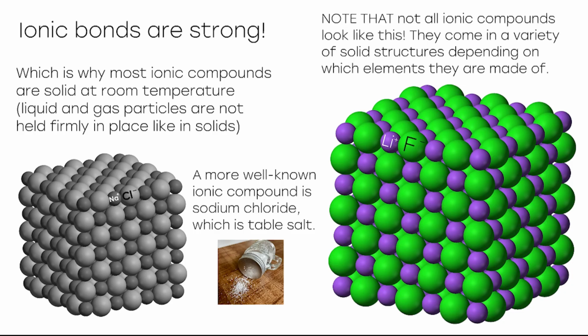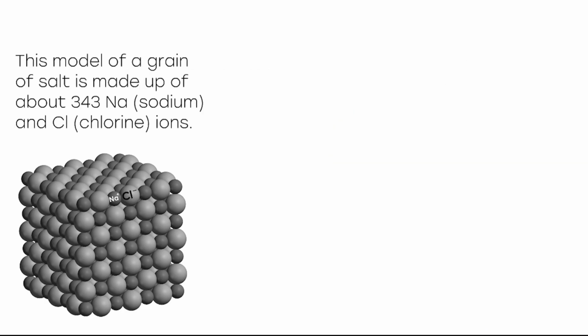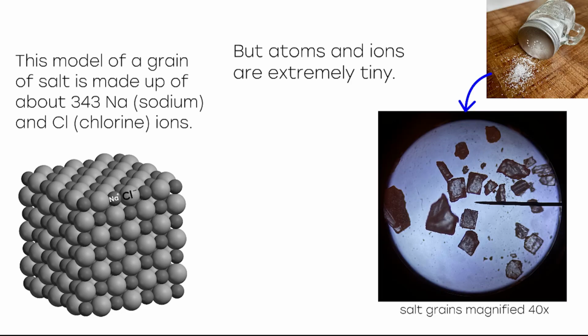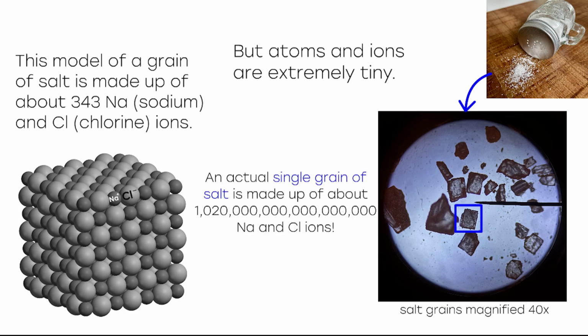Note that not all ionic compounds look like this. They come in a variety of solid structures depending on which elements they are made of. This model of a grain of salt is made up of about 343 sodium and chlorine ions, but atoms and ions are extremely tiny. Here are salt grains magnified at 40 times. An actual single grain of salt is made up of about 1.02 quintillion sodium and chlorine ions.